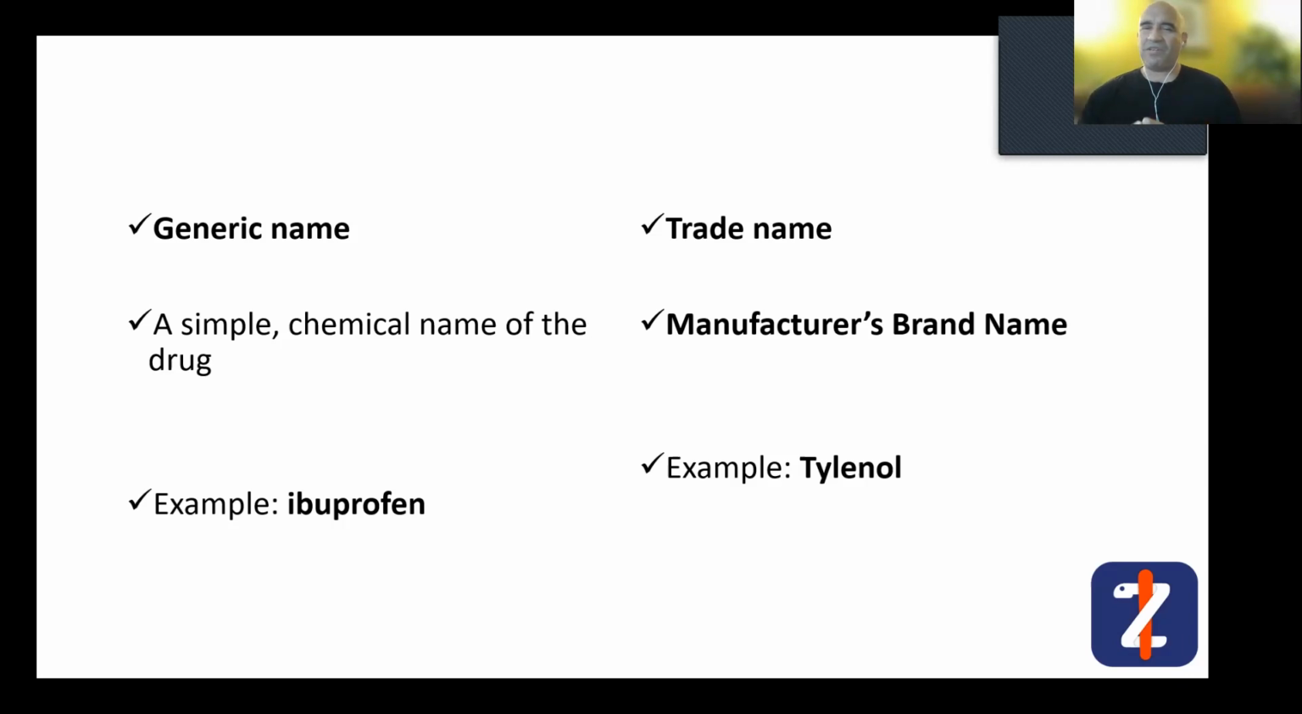Then as I got older, I started to make a little money and I started to buy some name brand stuff. So the name brand, which is also known as the trade name, is the manufacturer brand name. So in this case, it will be Tylenol. Tylenol is a brand name that they own the name, right? So usually you have a capitalized letter. Usually you have the trademark of it, the little R with the little circle in it.